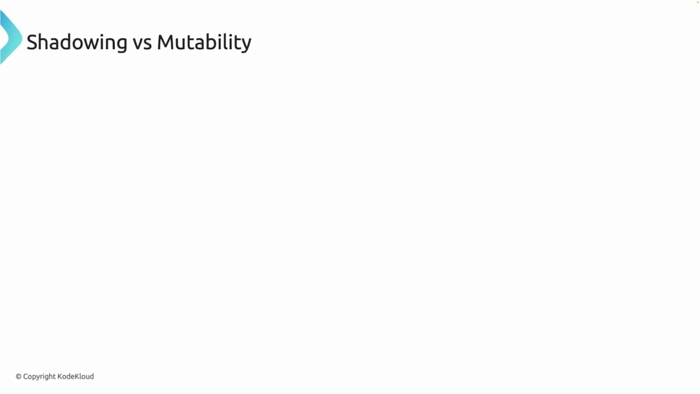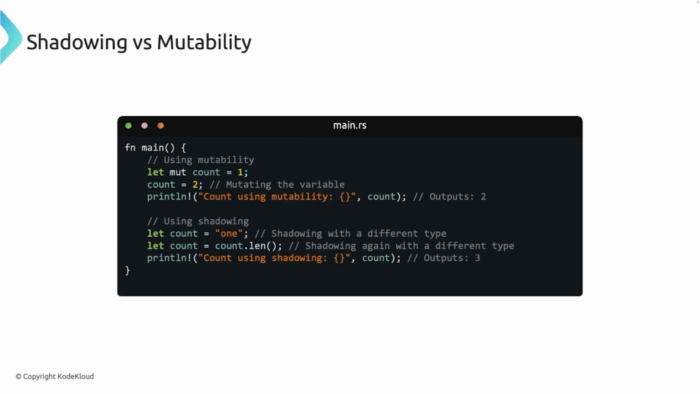Let's look at the differences between shadowing and mutability. It's important to understand the difference between shadowing and mutability. With mutability, the type of the variable must remain the same. However, with shadowing, you can change both the type and the value of the variable. With shadowing, you create a new variable each time you use let, and it allows you to change the variable's type and value without making it mutable.